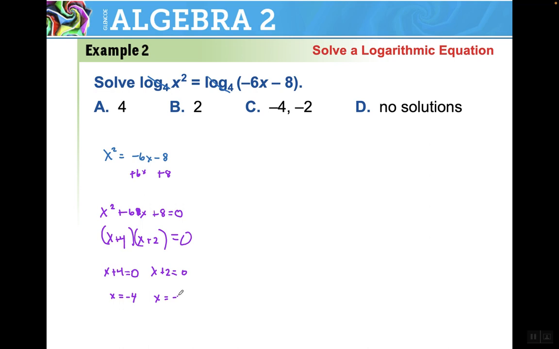What you do want to do, especially when you come up with two solutions, is check, because they could be extraneous. But if I put negative 4 in here, I'll get a positive out. And if I put negative 2 in here, I'll get a positive out. So they both will actually work. And so I guess it's this one.